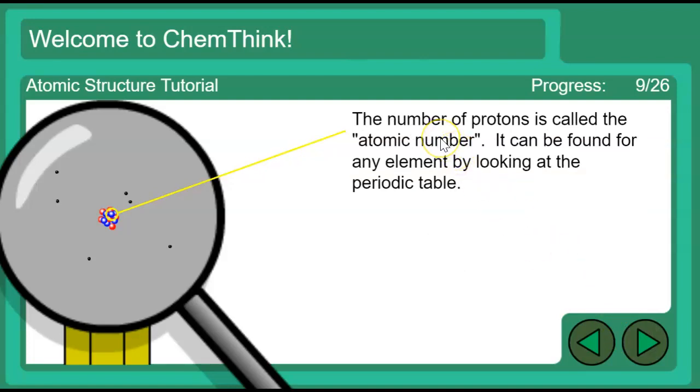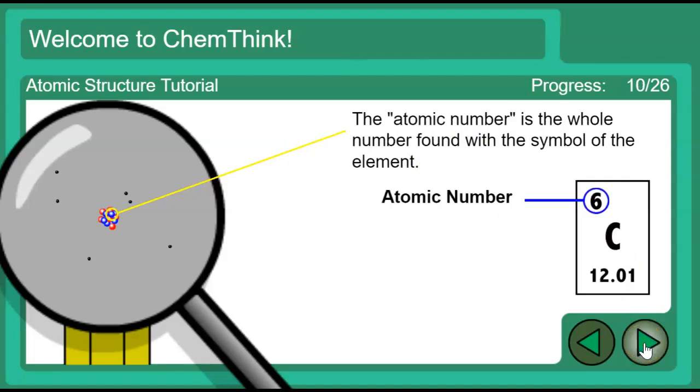The number of protons is called the atomic number. We're going to do more with that in the coming days, but for now, I just want you to be aware of it. The atomic number can be found for any element by looking at the periodic table. So right here, the atomic number is the whole number found with the symbol of the element. So for example, C stands for carbon, and the atomic number is here in the left-hand corner on this periodic table. Sometimes it's right here. And that tells us that there are 6 protons in the nucleus.